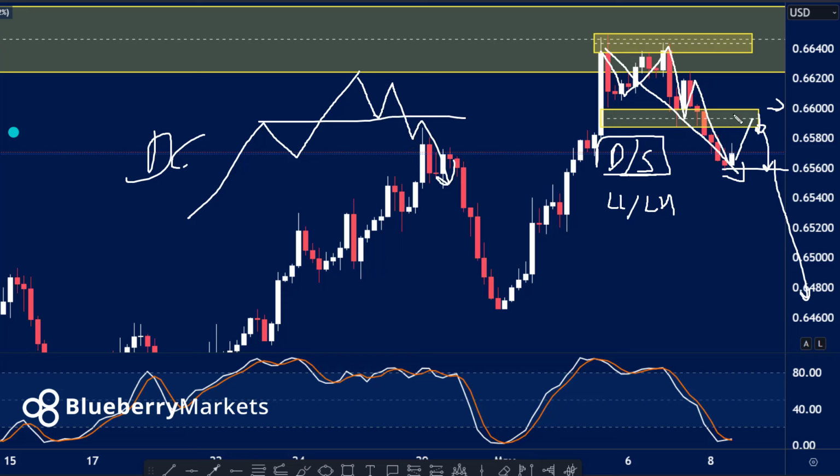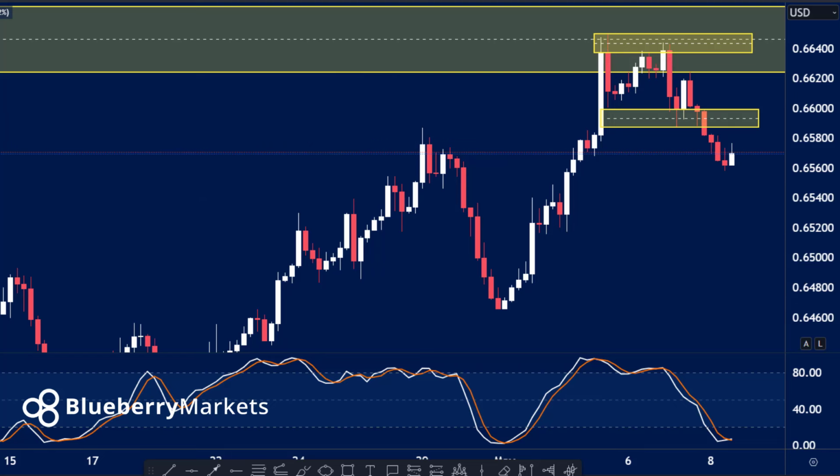So what I need to see is essentially does that secondary phase just fade into a bigger move because of the seasonals in the market? So that's what I'm going to be looking for going into this week.